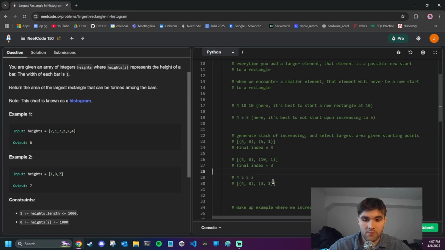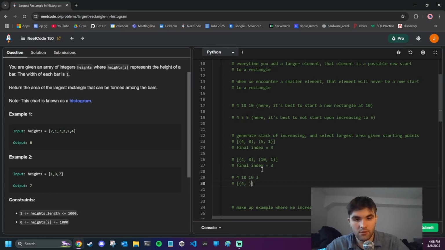I think what we do is when we encounter a smaller element, we consider stopping here, maybe. So let's say we have 4, 10, 10, 3. Obviously we know the best one is, so we could do 3 times 4, which is 12. We could do 4 times 3, which is 12, or we could do 10 times 2. So the best one is in the middle.